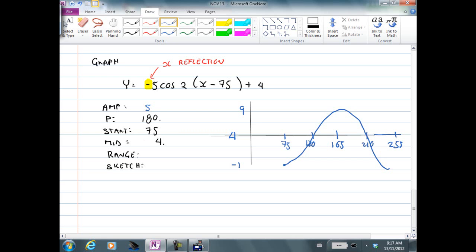Gurdamon, what's your range going to be? Yep. Y, and this is going to be 9. That is correct. So this is the sort of thing you have to work with.